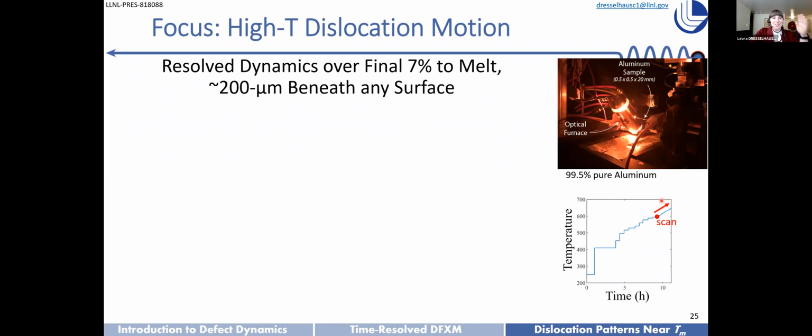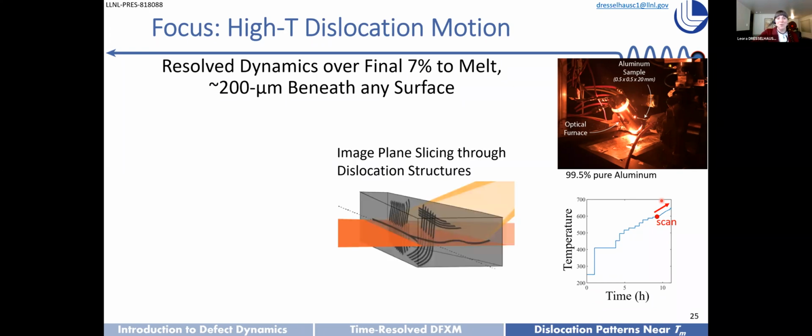And so before I show you all the action-packed movies, I will remind you what we're actually watching in these movies, which is three-dimensional networks of these dislocations that are being sliced by our observation plane, giving us these movies that encode just that slice through the structures that are moving in and out of the plane or through the plane.